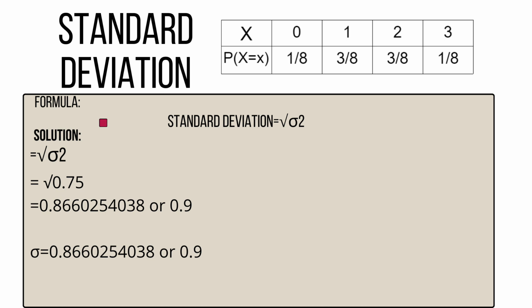Now let's move on to the solution. Let us substitute the variance, which is 0.75. Square root of 0.75 equals, what's your guess? Very good. It's 0.866025438, or 0.9 as we rounded it up. Now we have our standard deviation.